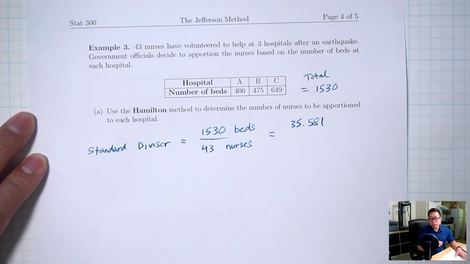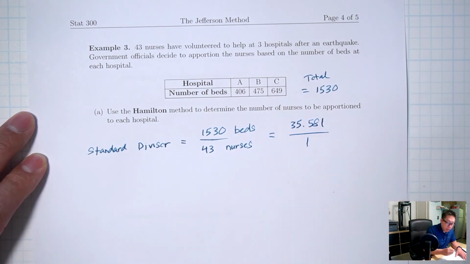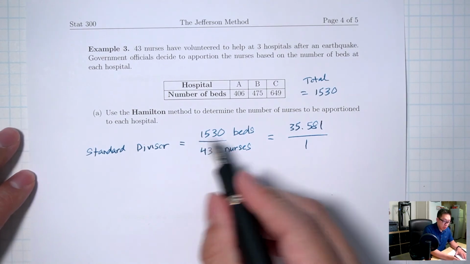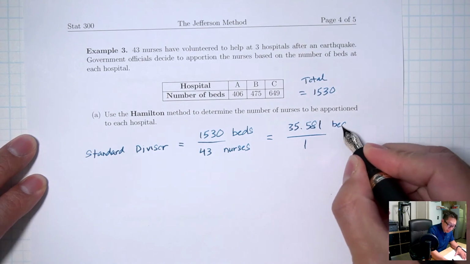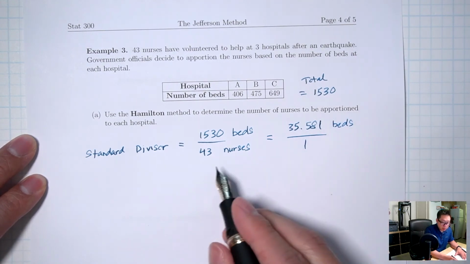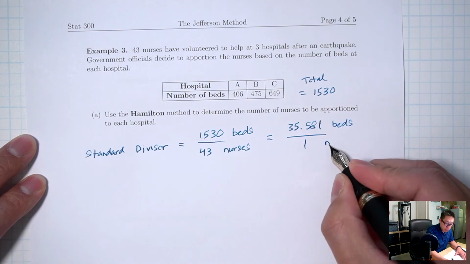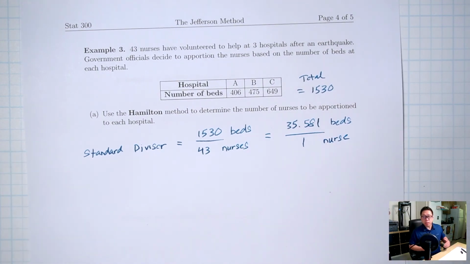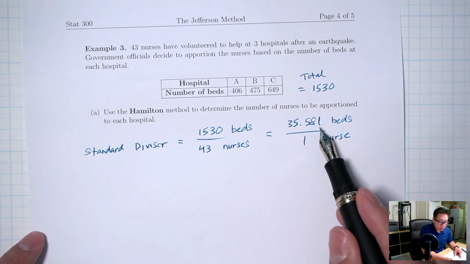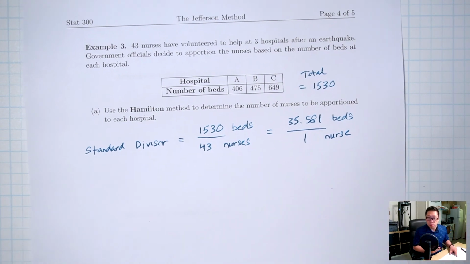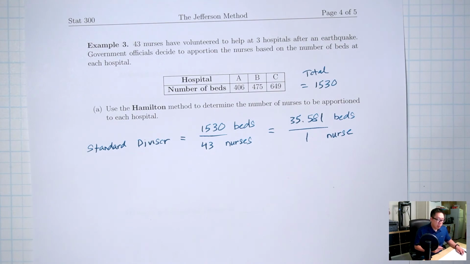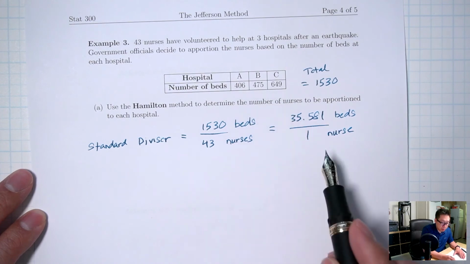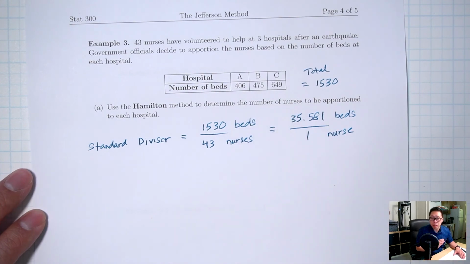I'm going to force this to be a fraction by putting it over 1. And then let me label the units on top and the units on bottom. So up top were the beds. At the bottom, it was the thing that we're sharing, which were the nurses. And the interpretation of the standard divisor is for every 35.581 beds, the hospital deserves 1 nurse. Okay? And what we're going to do is divide each of these number of beds by this 35.581.